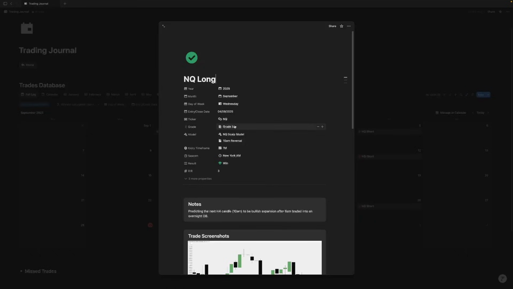Now, grade 1 is a trade I would take over and over again, and it was a win. Grade 2 is a trade where I lost, but I would take it over and over again. Grade 3 is one where I won, but there was something I didn't really like about it. Grade 4 is I lost, and there's something I really didn't like about it.